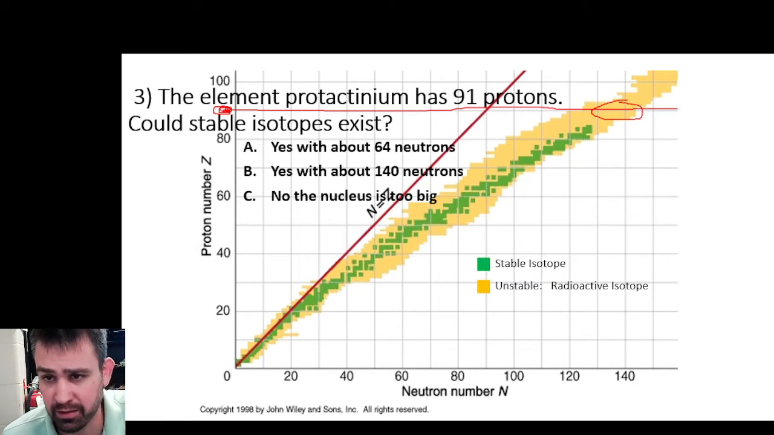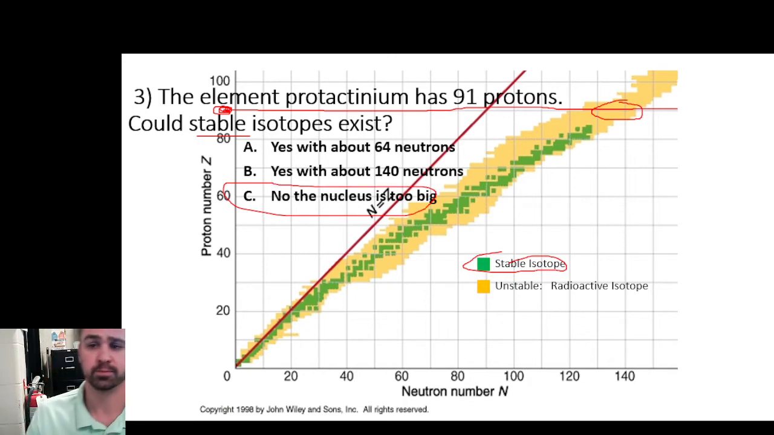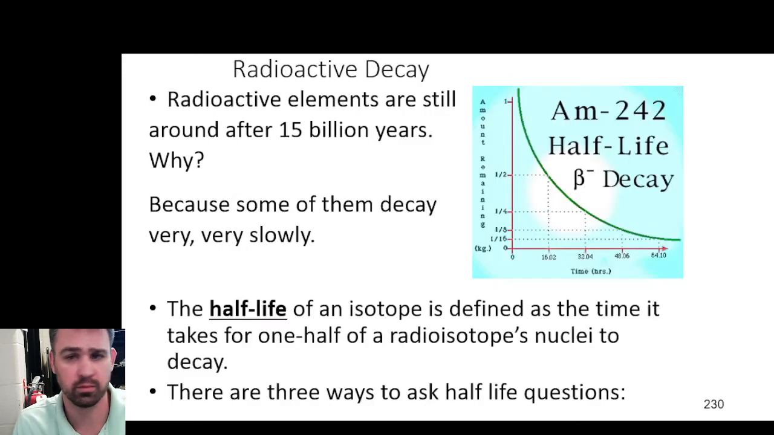So could it exist as a stable isotope? Well, since it does not fall in any of the green, I need to choose that no, it's too big. It will exist as unstable, but not stable.